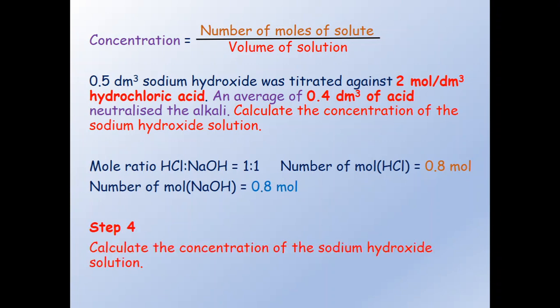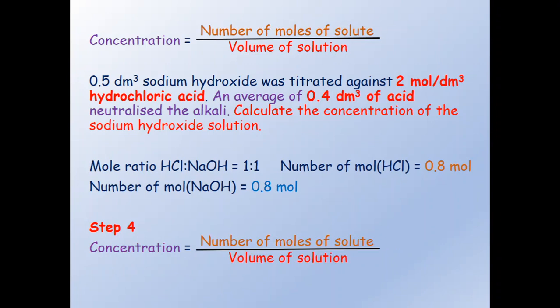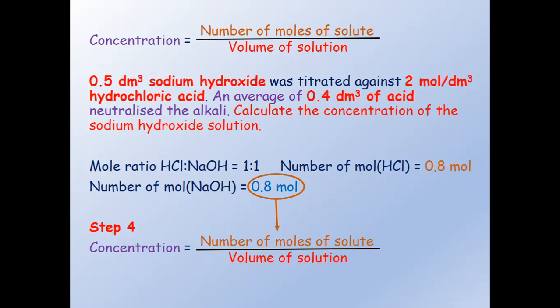Now step 4. Calculate the concentration of the sodium hydroxide solution. To calculate the concentration, we can just use the equation that we have at the top. So we have concentration equals number of moles of solute divided by volume of solution. The number of moles for sodium hydroxide we have found out now. It's 0.8. The volume of sodium hydroxide solution is given in the question. It's 0.5. Now we just have to plug those two numbers into our equation.